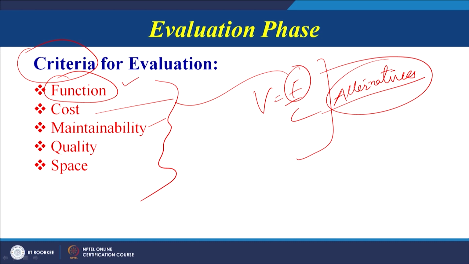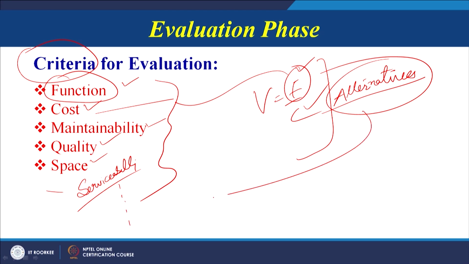So function is one criterion, cost is another criterion, maintainability in this case is a criterion, and quality is a criterion, because we have to focus very precisely and accurately. So quality of the product is also very important. Space requirement for this knob is also important. Then maybe we can say serviceability can be another criterion. There can be a long list of criteria which has to be satisfied by the alternatives before they can be used for replacing the current design of the focus adjustment knob. So with brainstorming we can come up with a number of alternatives, but then these alternatives will be evaluated against a certain set of criteria, and the best alternative will be taken to the next level of evaluation.